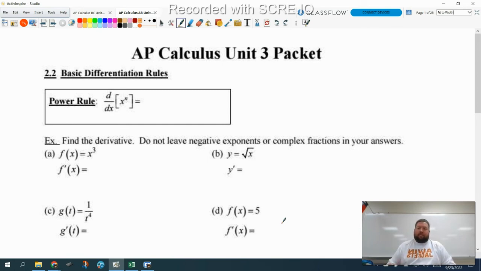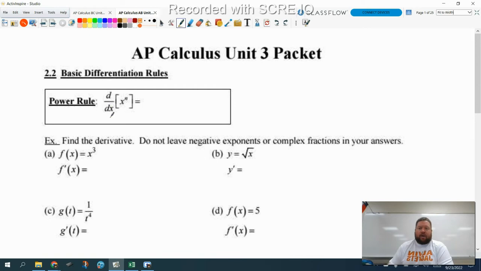All right. So the first rule that you're going to learn about is called the power rule. So anything that is raised to an exponent, you can take the derivative using this rule. There are many things that don't look like they're in power rule form, but if you do a little bit of rewriting, you can get them in that form.